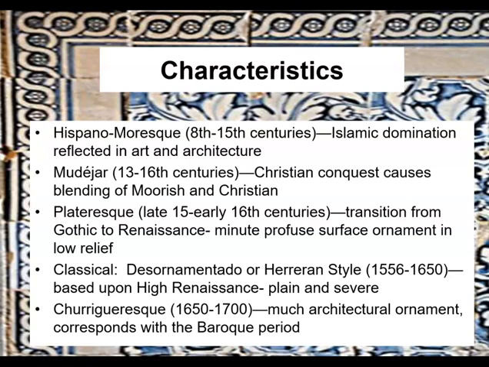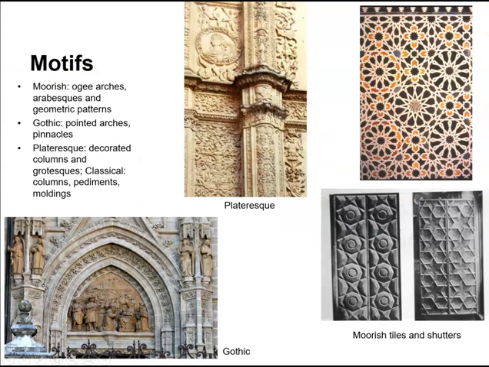Plateresque is from the late 15th to the early 16th century, and we see this transition of Gothic influence to Renaissance design. We also see all over low relief surface decoration. The classical Spanish Renaissance style, often referred to as desornamentado or General style, is based upon the high Renaissance style, which is very plain and severe. And then the Churrigueresque style is where we see all over architectural ornament, and this starts to correspond with the Baroque period.